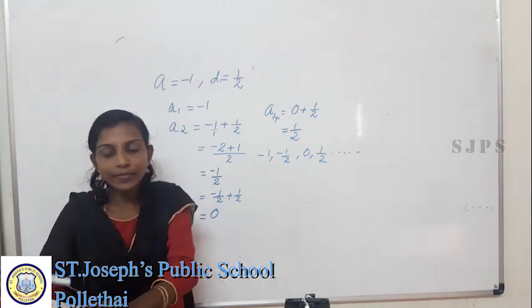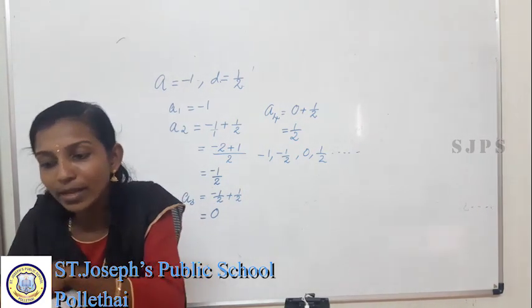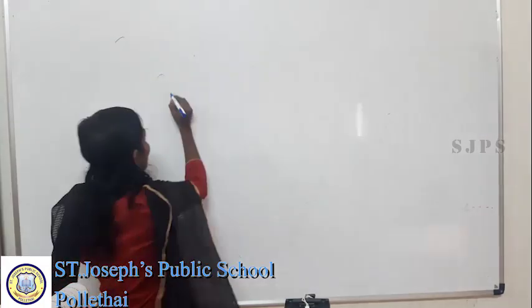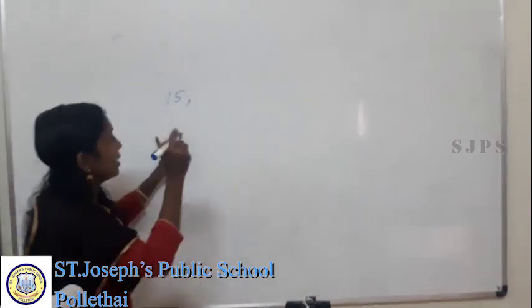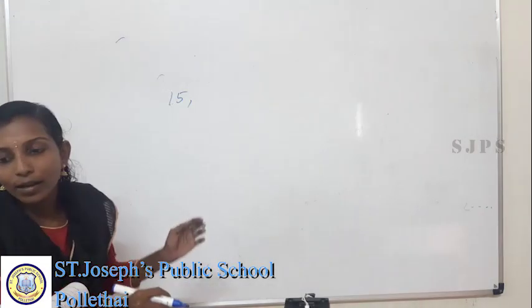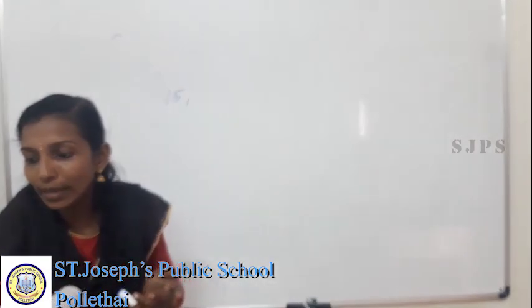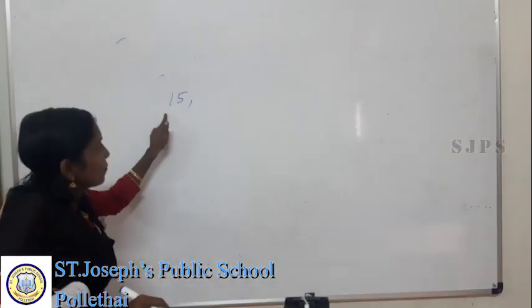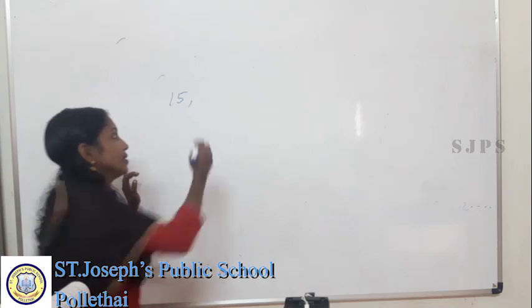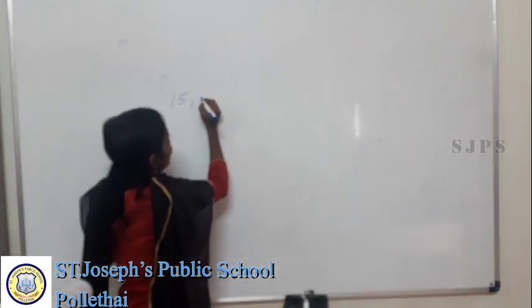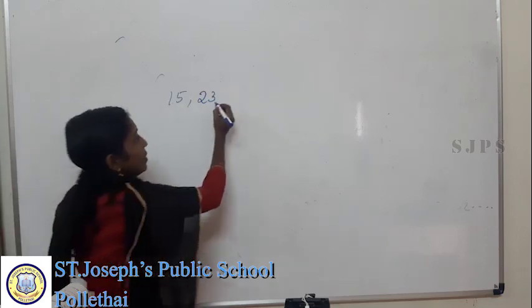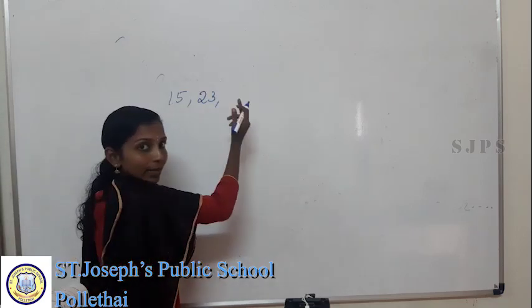Here it's given that for the first kilometer the taxi fare is 15 and for the second kilometer the additional charge is 8 rupees, that is 15 plus 8. 15 plus 8, we get 23. Then for the next kilometer we want to again add 8.